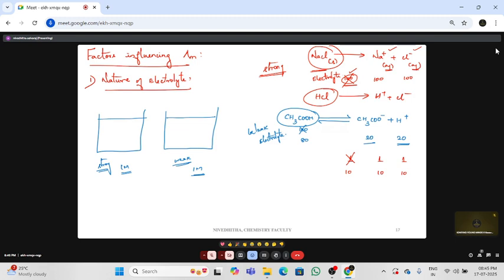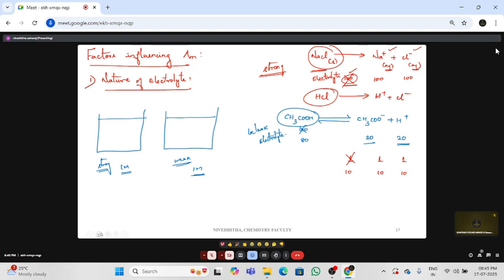Though the concentration of both the solutions is the same, I want you to tell whether both the solutions will have the same molar conductivity. What is molar conductivity? Conductivity of 1 molar electrolytic solution, right?